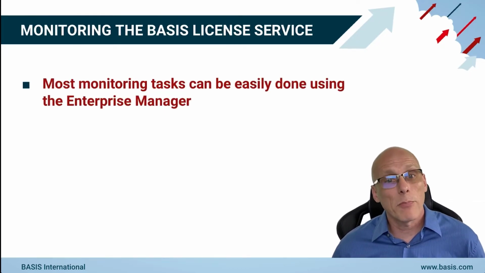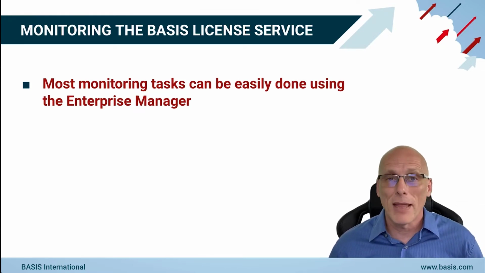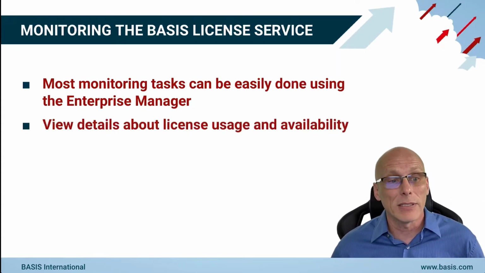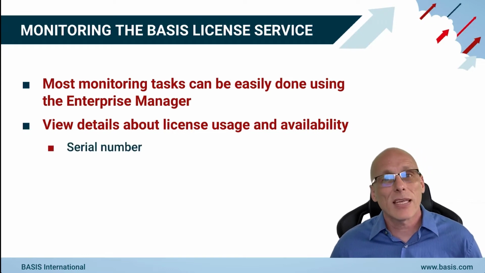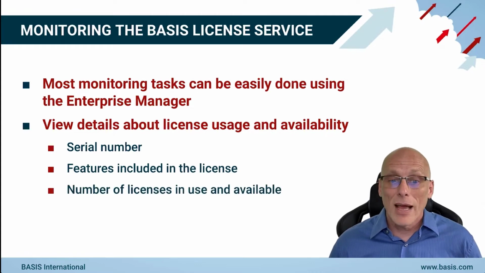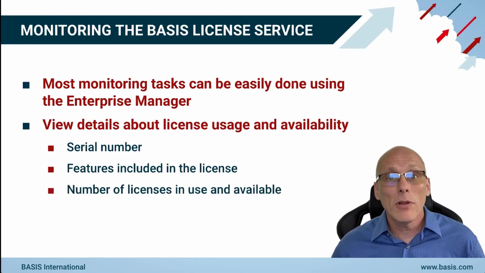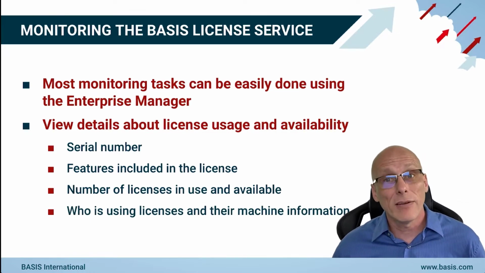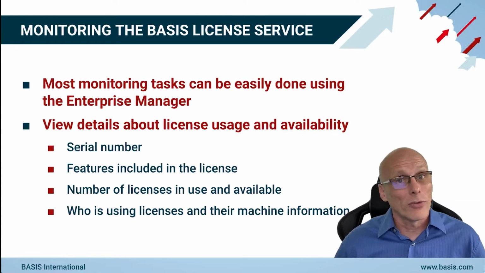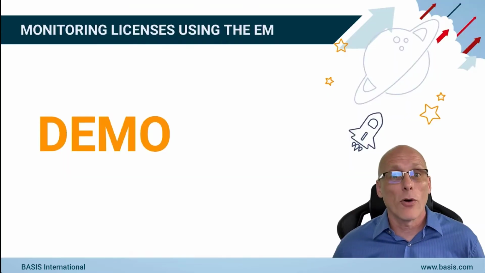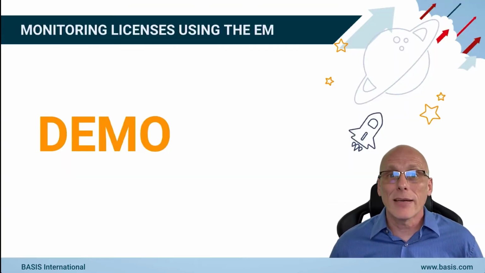All right, so let's talk a little bit about monitoring the Basis License Service. So most monitoring tasks, as I pointed out, can be easily done using the Enterprise Manager, and that's probably where you'll typically do most of this. So you'll be able to view details about license usage as well as availability, and this is a really nice feature here. So you can see things like your serial number, the features that are included in your license, the number of licenses that are in use and available, but also with the BLS, you can also see things like who's using the license and their machine information and whether it's connection-based or not. So those are some nice improvements that you'll see moving forward using the BLS over FlexLM. So let's take a look at a demo.